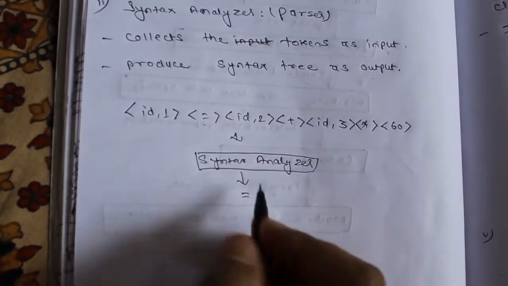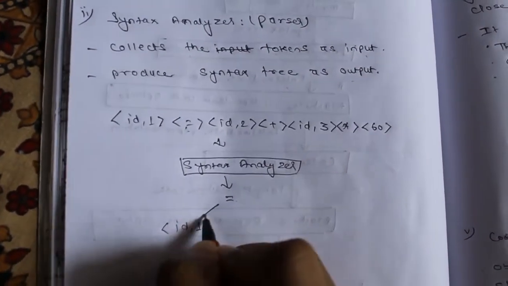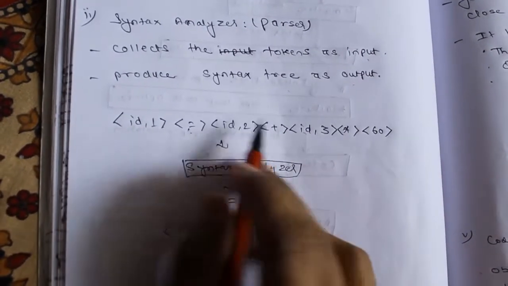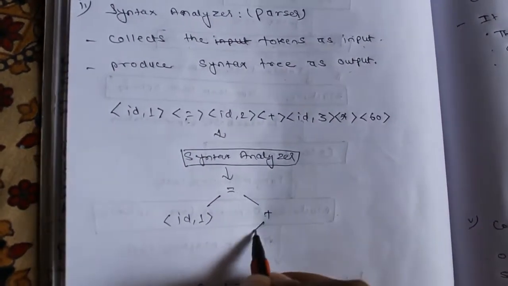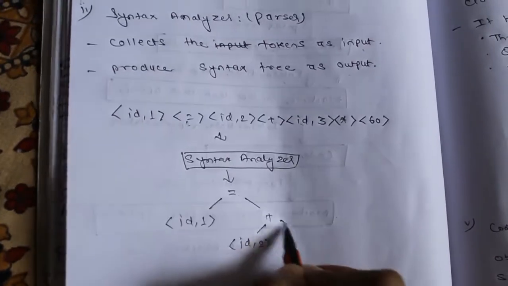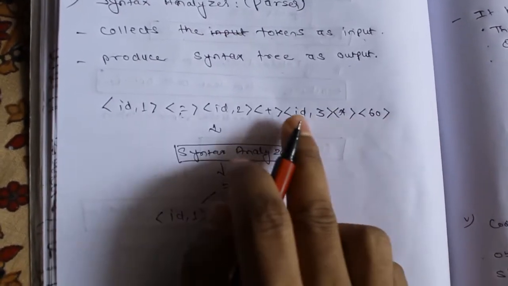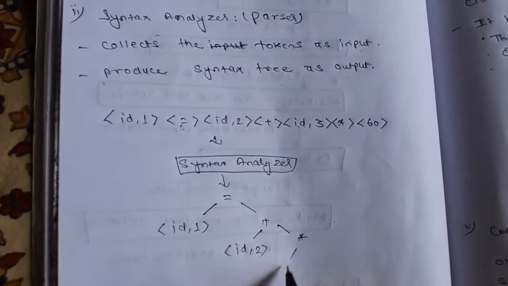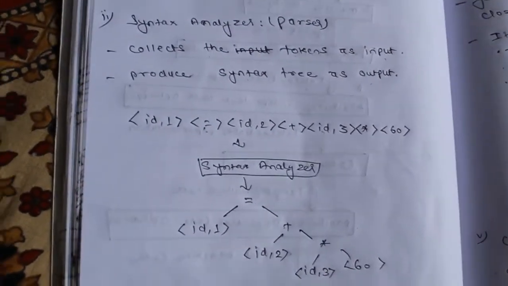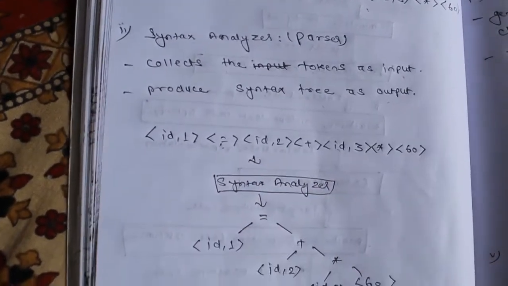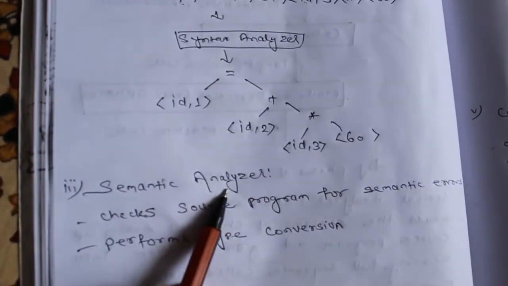So here, the equals to sign, the left hand side is id comma 1, and on the right hand side there are two nodes, id2 and id3. Between them there is a plus, so write plus here, id comma 2, and in id3 there is one more node, that is 60. We have to take the operator sign, so into here, id comma 3, 60. So this is the syntax tree for the respective tokens. Now this syntax tree is sent to the next phase of the compiler, that is the semantic analyzer.